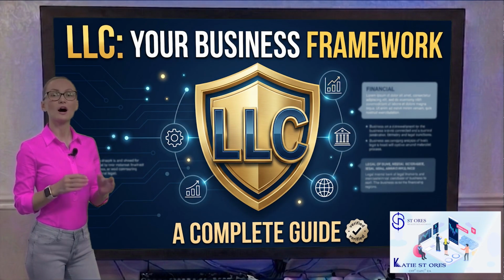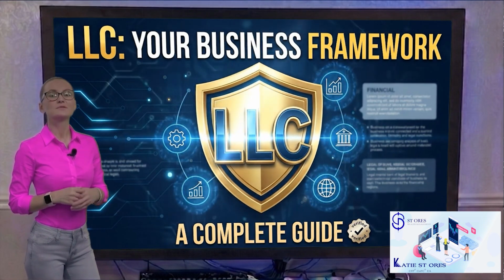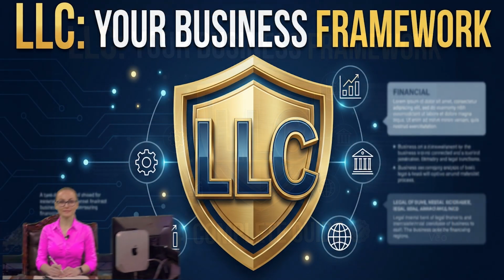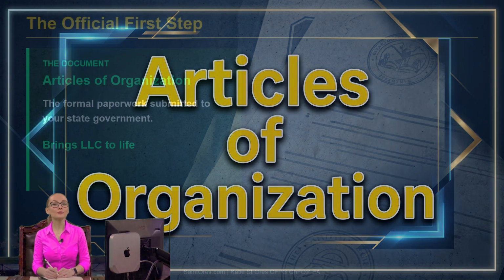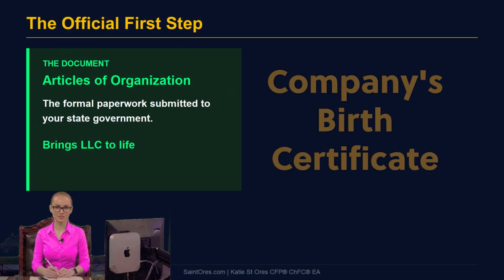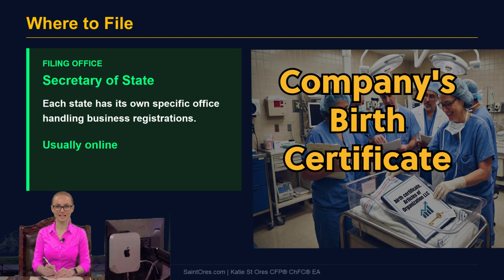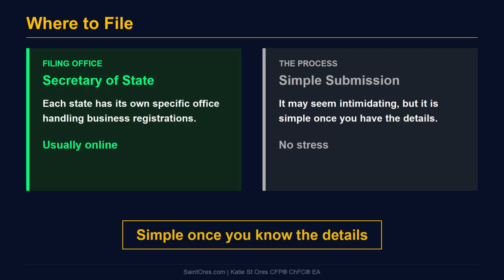When you decide to turn your entrepreneurial dream into an official, state-recognized business, there is a specific piece of paperwork that makes it a reality. This document is typically called the Articles of Organization. It is the legal form that you submit to your state government to bring your business into existence. Every state has its own specific filing office, which is usually the Secretary of State. The submission process might seem intimidating at first. However, it is actually quite simple once you know what details to provide.